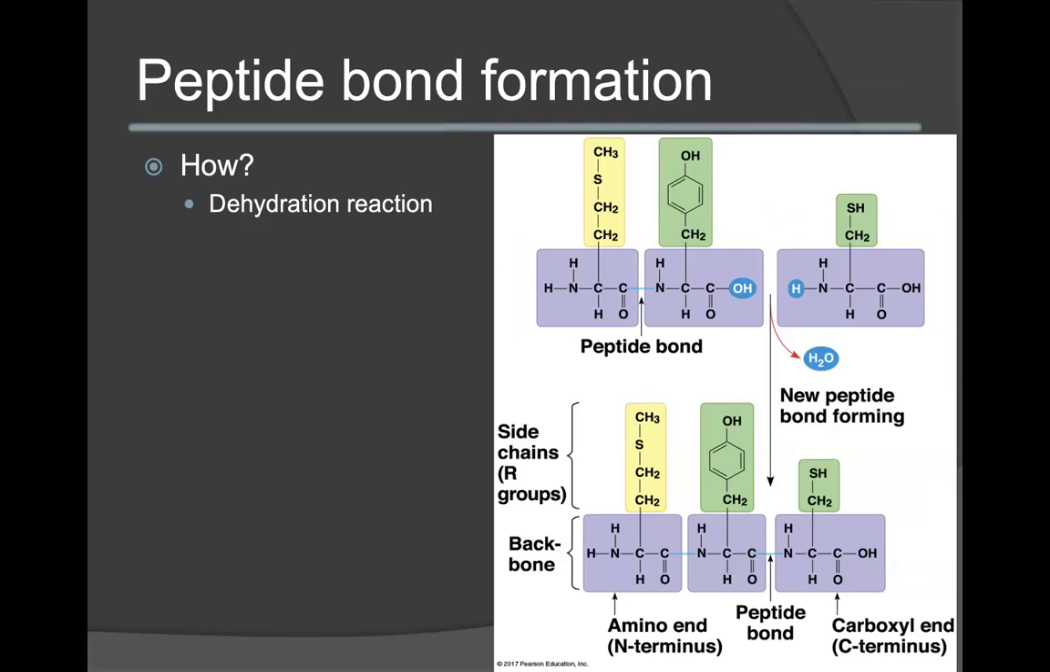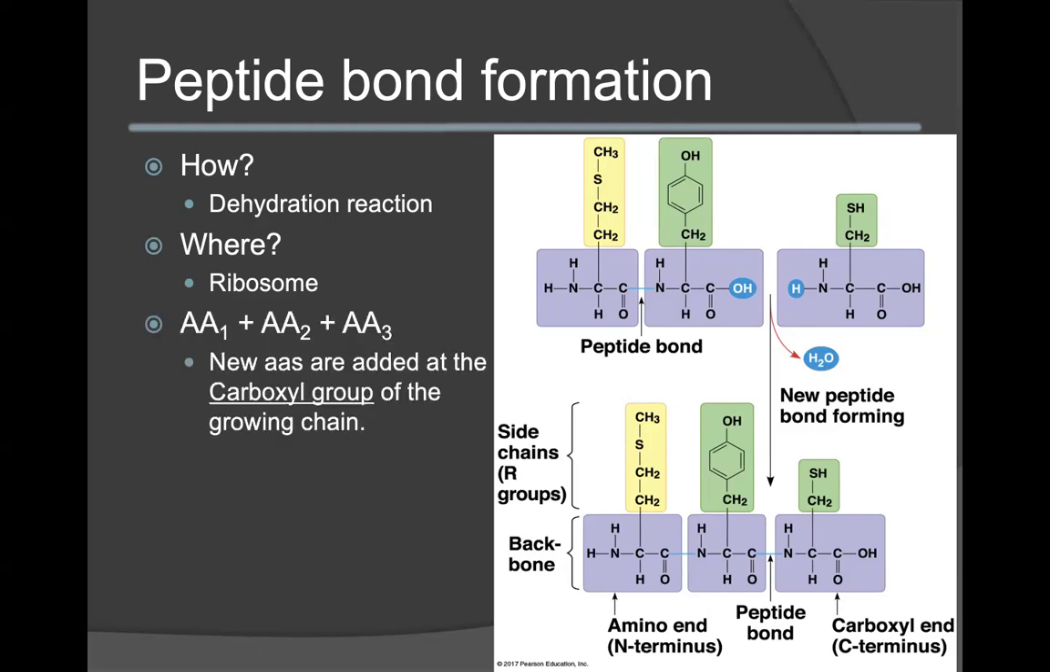Now let's take a look at peptide bond formation, so how these polypeptide chains are formed. If you haven't noted already, one thing that is common in the formation of all macromolecules is the importance of a dehydration reaction. So all of these macromolecules are going to be formed by removing water. In a peptide bond formation, this is going to occur in the ribosome. The ribosome is going to be responsible for catalyzing this reaction and joining multiple amino acids together.